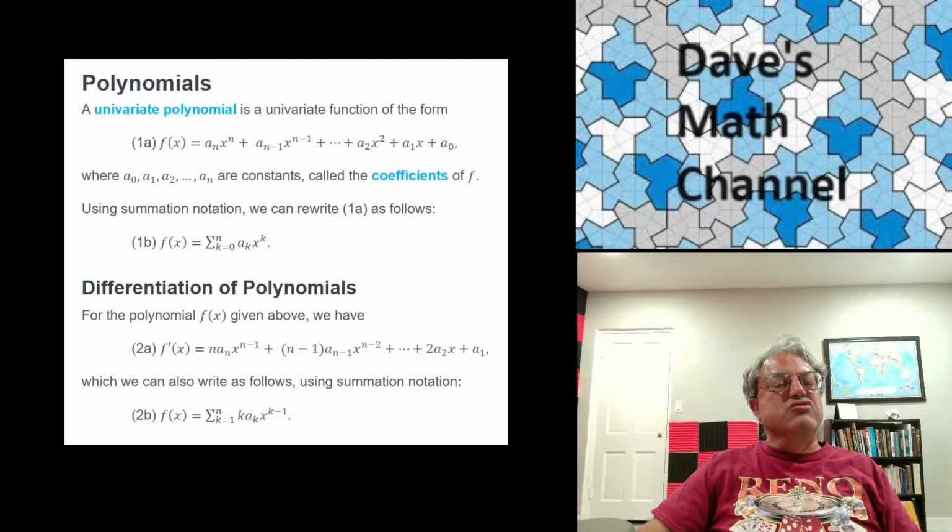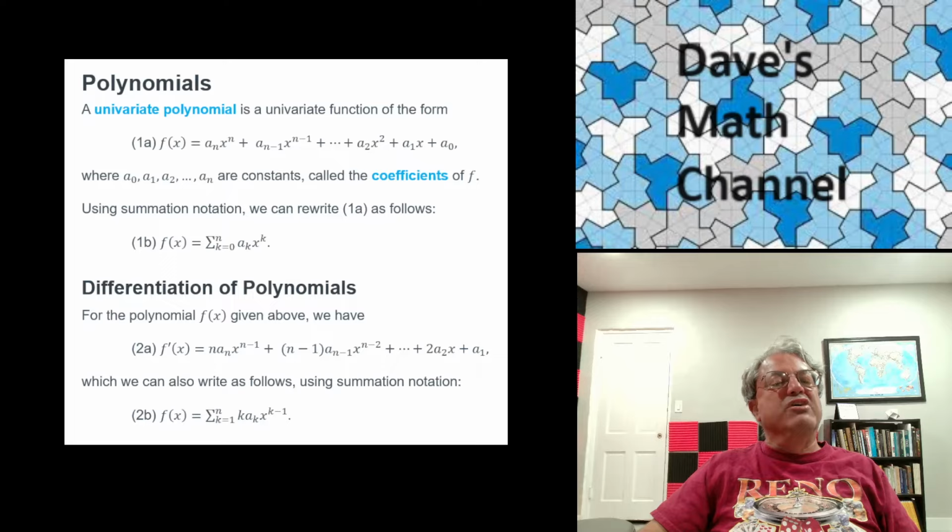We can also write this equation using summation notation. I don't know if you guys are familiar with this notation. You probably are, because I think most people learn it in high school. But here's the summation notation, 1b. You just write this funny symbol. This is called a sigma, Greek letter sigma. And then the subscripts and superscripts on the sigma just tell you the lower and upper limits of the sum. So here we're going from k equals 0 to n, where n is the degree of the polynomial, and we can write 1a this way.